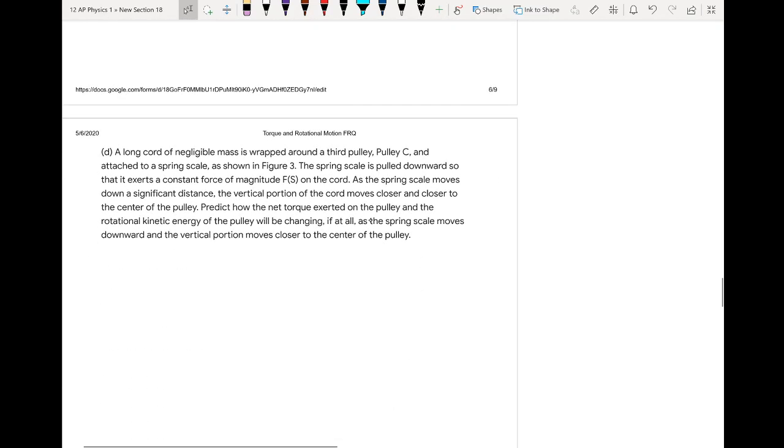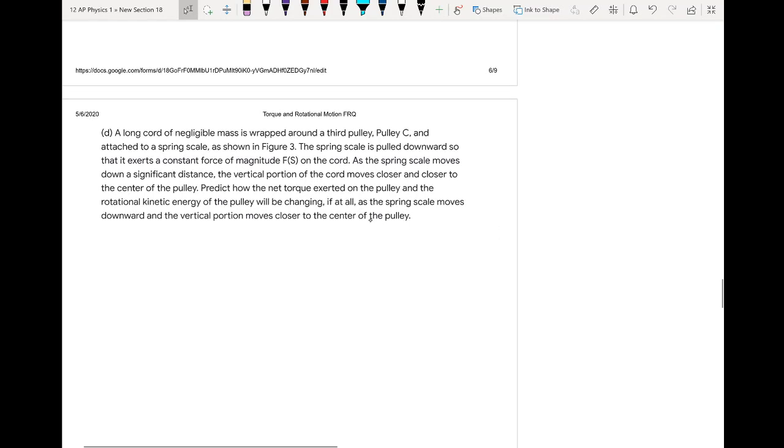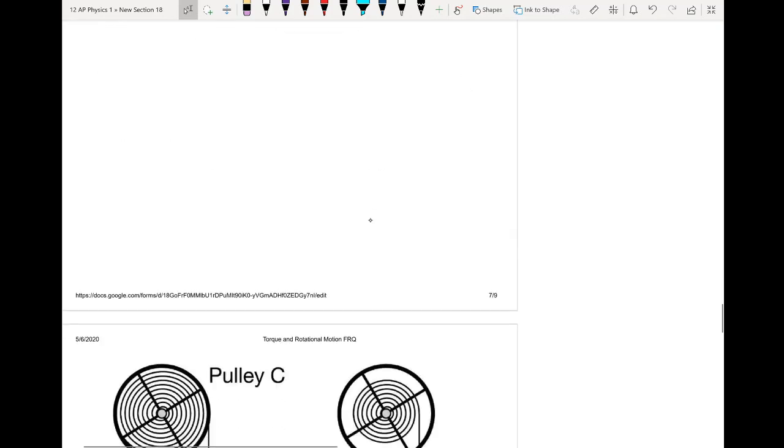And then for the final part, a long cord of negligible mass is wrapped around a third pulley, pulley C, and attached to a spring scale as shown in the figure below. The spring scale is pulled downward so that it exerts a constant force of magnitude Fs on the cord. As the spring scale moves down a significant distance, the vertical portion of the cord moves closer and closer to the center of the pulley. Predict how the net torque exerted on the pulley and the rotational kinetic energy of the pulley will be changing, if at all, as the spring scale moves downwards and the vertical portion moves closer to the center of the pulley.